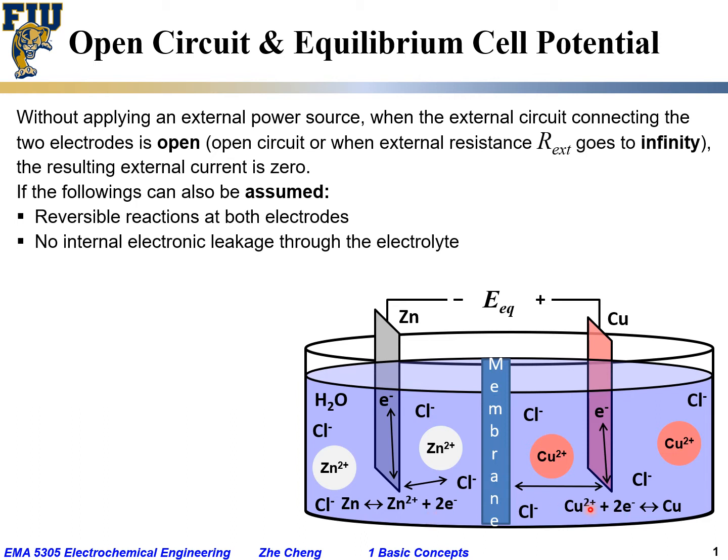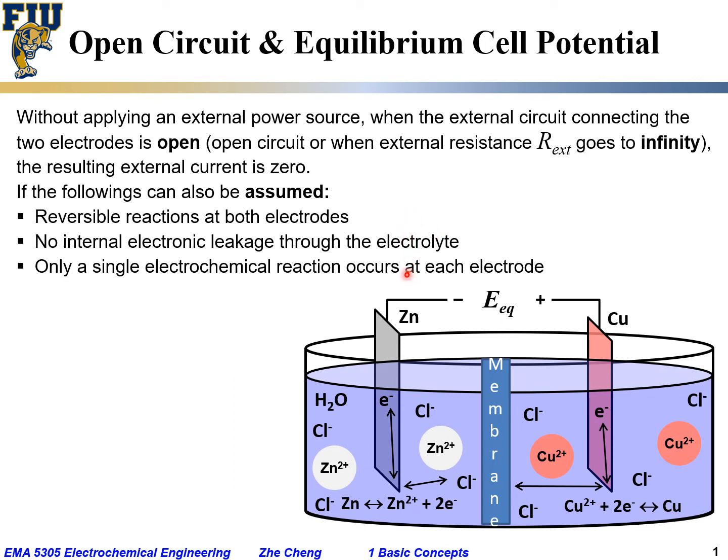The second assumption is there is no internal electronic leakage through the electrolyte, which means this solution here, for example, does not allow electrons to go through it, which is an idealized electrolyte that does not allow electrons to internally short the two electrodes. This is the second assumption. The third assumption is only a single electrochemical reaction occurring at each electrode. For example, at the zinc electrode, that's only the reaction between zinc metal and the zinc ion, while at the copper electrode, that's only the reaction between copper ion and copper metal.